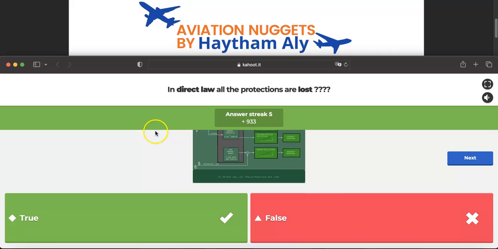Yes. In direct law, we do not have any protection by the computer. Still fly-by-wire, still electrical flight control system, but without any protection. Whatever the pilot requests or the autopilot requests, the aircraft will behave. The computer will not play any role, will not process the signal coming from the side stick or the autopilot. So yes, in direct law, all the protections are lost.